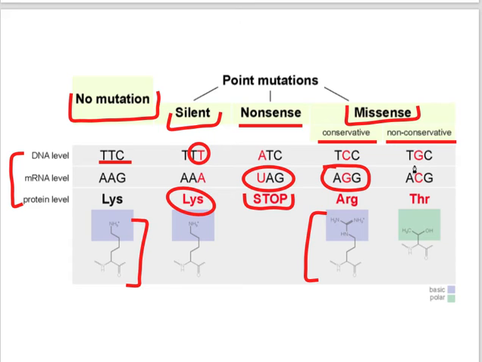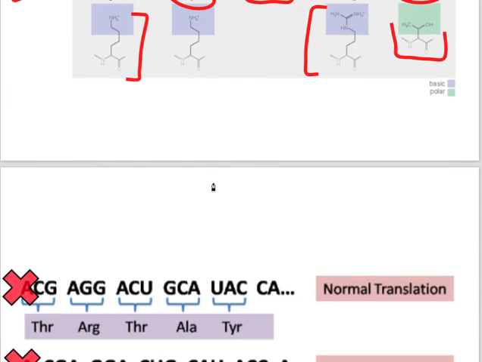So let's look at non-conservative. If you go to TGC, you're going to end up coding for threonine. As you can tell, threonine is polar. It is very small compared to the lysine. So now this protein is likely going to have a big change because you made a big change in the size and the charge level, right? So a non-conservative missense is much more powerful for damage than a conservative one.